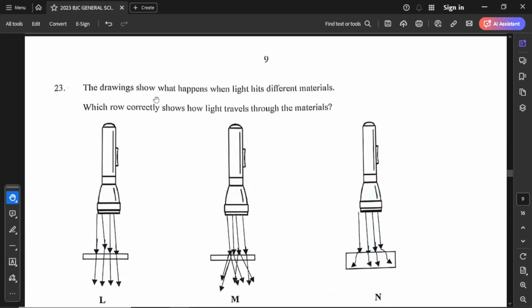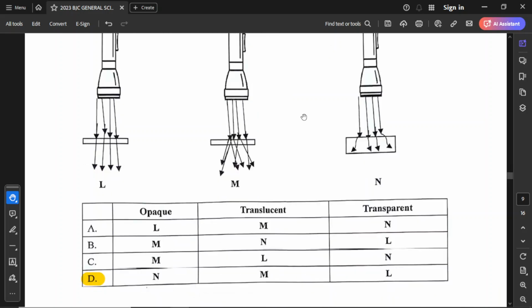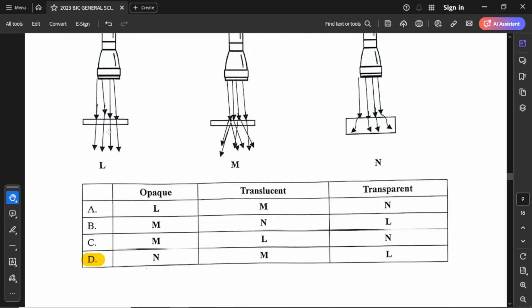The drawings show what happens when light hits different materials. Which row correctly shows how light travels through the materials? L goes straight through, so that will be transparent. M goes through but not so straight. You have a deflection, bending, and so on taking place, so that will be translucent for M. And N does not pass through at all, so that is opaque. So D is the correct answer.